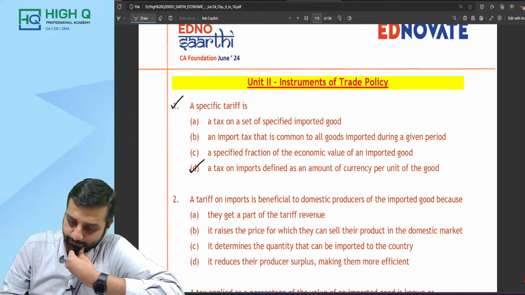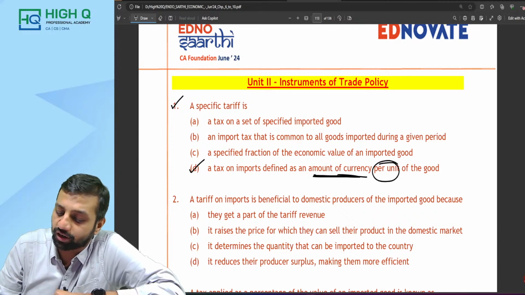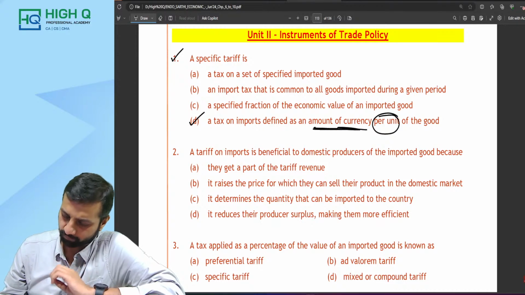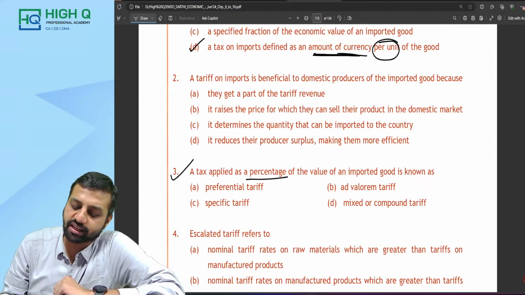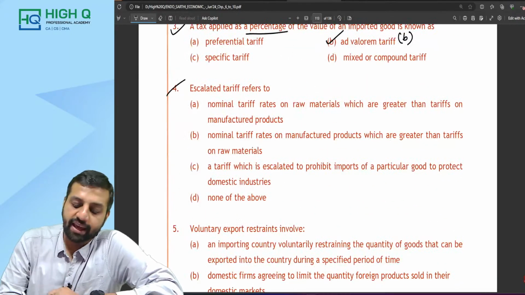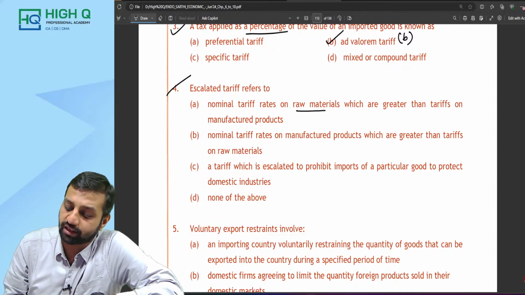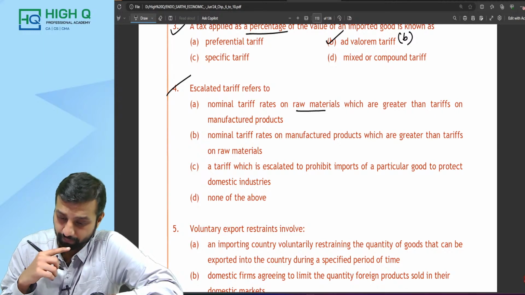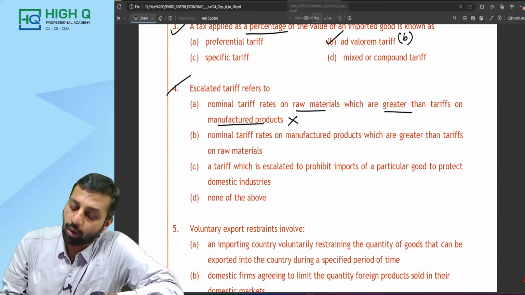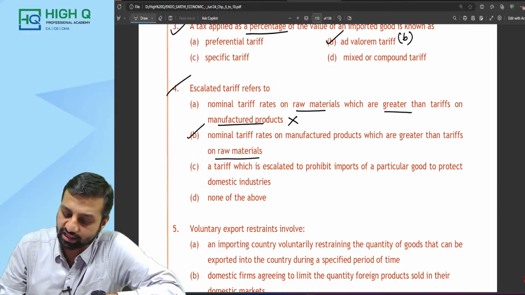A tax on imports defined as amount of currency per unit. As a percentage, it is called ad valorem. Escalated tariff: nominal tariff rates on raw material which are greater than manufactured products. No. Nominal tariff rates on manufactured products which are greater than tariffs on raw materials. So I think the answer is B.